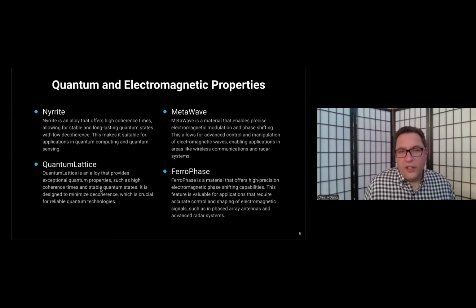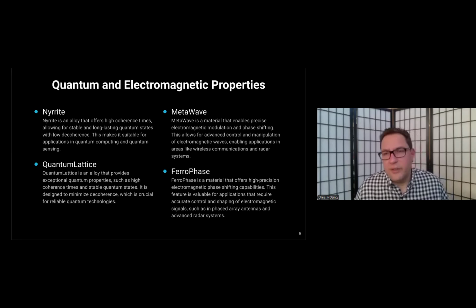Quantum lattice is an alloy that is really good for minimizing decoherence. Metawaves is a material that deals with electromagnetic modulation and phase shifting. Ferrophase is another one of the more electromagnetic phase shifting things that we do. And that one in particular is good for phased array antennas and radar.